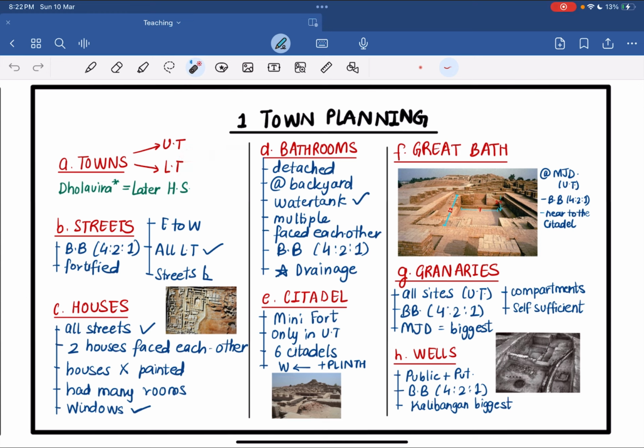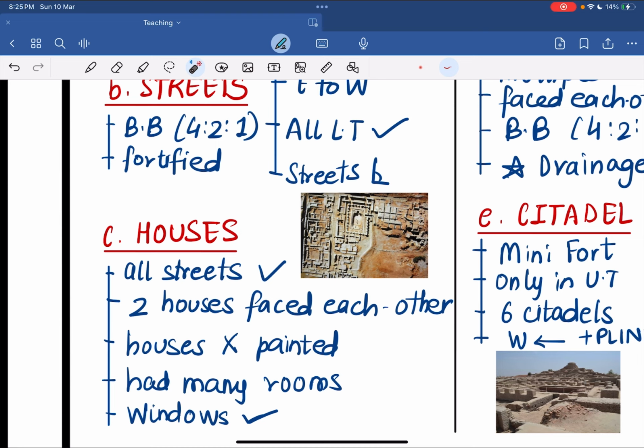Now again, houses were constructed with burnt bricks. We know the ratio, 4:2:1. This is going to be uniform in every public building and private building that we see. The bricks' ratio is always going to be 4:2:1. Now houses were not painted.